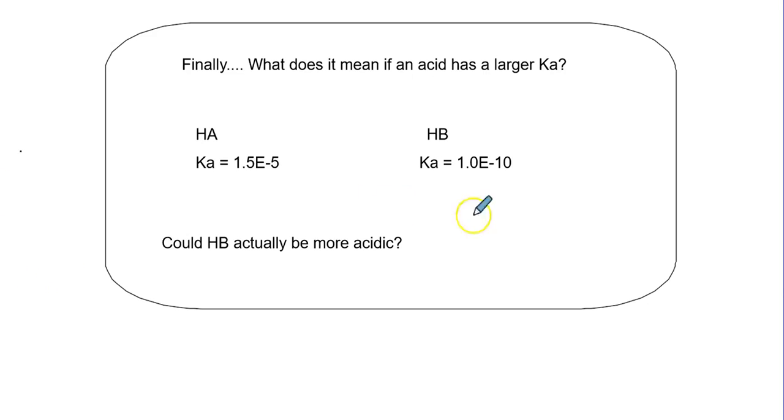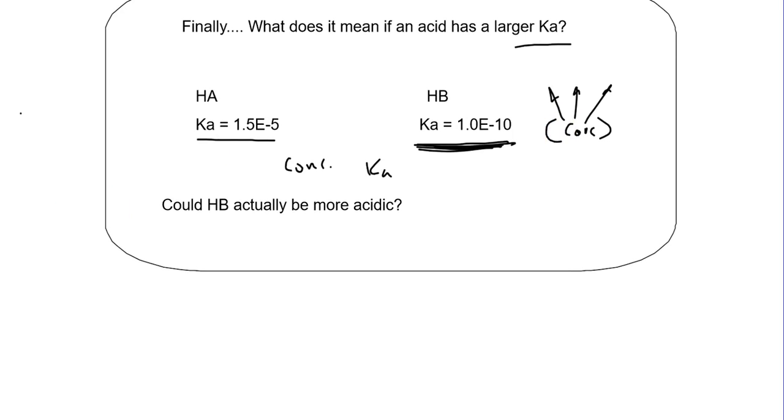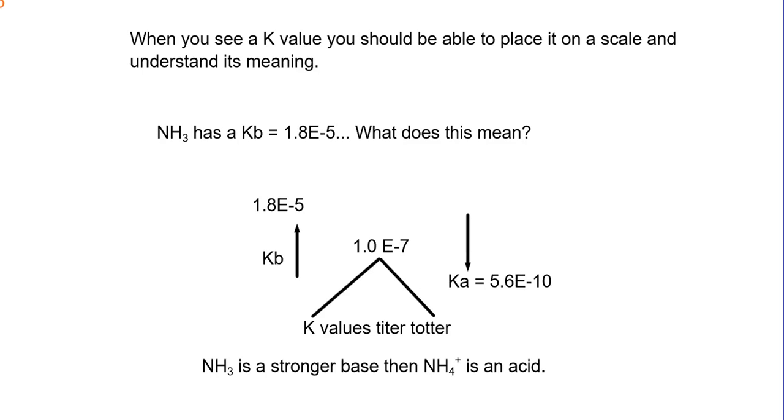Okay, so again, this is the strength, kind of wrapping around again. HA is this guy, HB is this guy. Could HB actually be more acidic? Yes, because concentration and Ka values come into play here. This guy's got a smaller Ka, but I would really need to crank up the concentration. Now, the concentration might be unrealistically large at this point, but possible. Okay. Again, reiterating what we just mentioned.